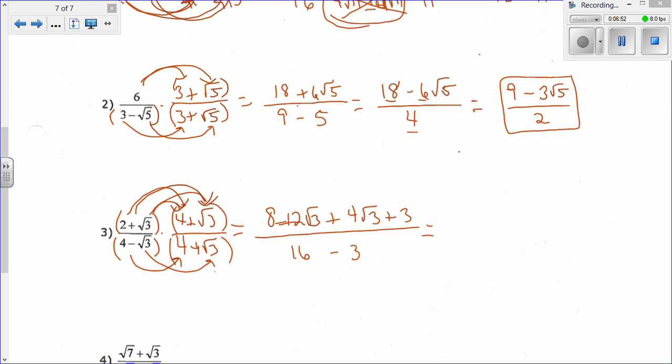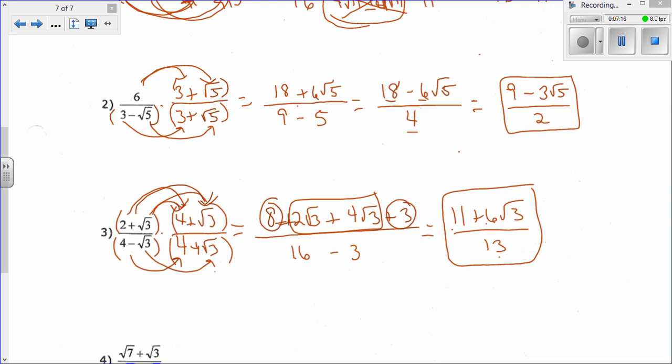Combine like terms, so I have 8 and 3, which is 11. And then a 2 radical 3 and a 4 radical 3, which is plus 6 radical 3, all over 16 minus 3, which is 13. Then I have to ask myself, do 11, 6, and 13 have anything in common? And the answer there is no. So I am done.